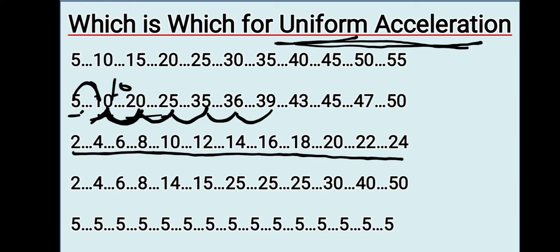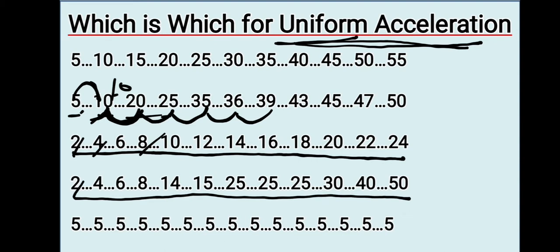Line number 3 is still an example of uniform acceleration because it increases by 2. How about line number 4? Not uniform acceleration because 2, 4, 6, 8, then 14. So not uniform acceleration. How about line number 5?